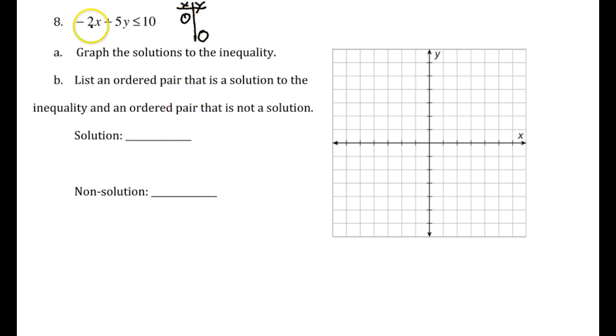Okay. So we have what? If you plug 0 into here, you'll have 5 times what is 10. And that's 2. And you plug 0 into here, negative 2 times what is positive 10. You get negative 5. And then plot those two, 0, 2, y-intercept. And negative 5, 1, 2, 3, 4, 5, x-intercept. Solid line, shaded below.